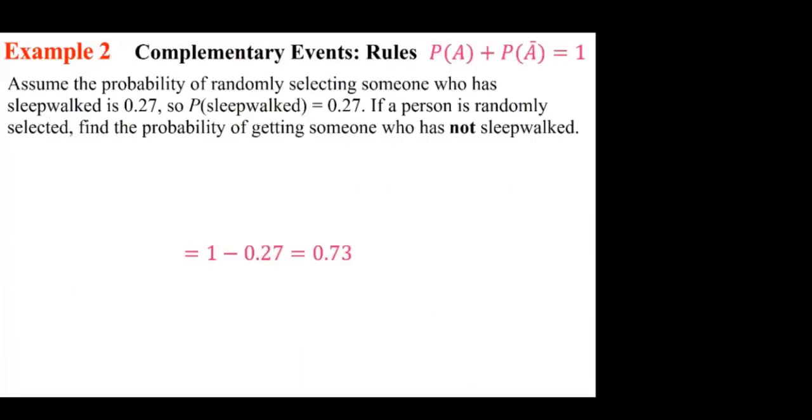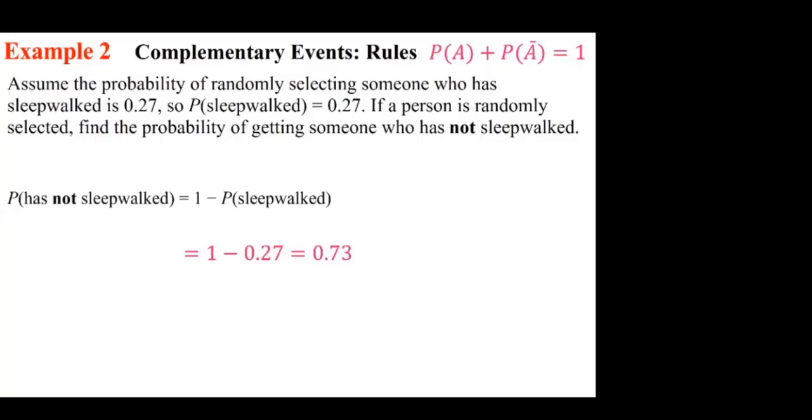Assume the probability of randomly selecting someone who has sleepwalked is 0.27. So P(sleepwalk) is equal to 0.27. If a person is randomly selected, find the probability of getting someone who has not sleepwalked. We are looking at complementary events, and remember, probability of A plus probability of A bar, or A complement, is 1. So if you want one of them, just subtract the other from 1 because the sum is 1.